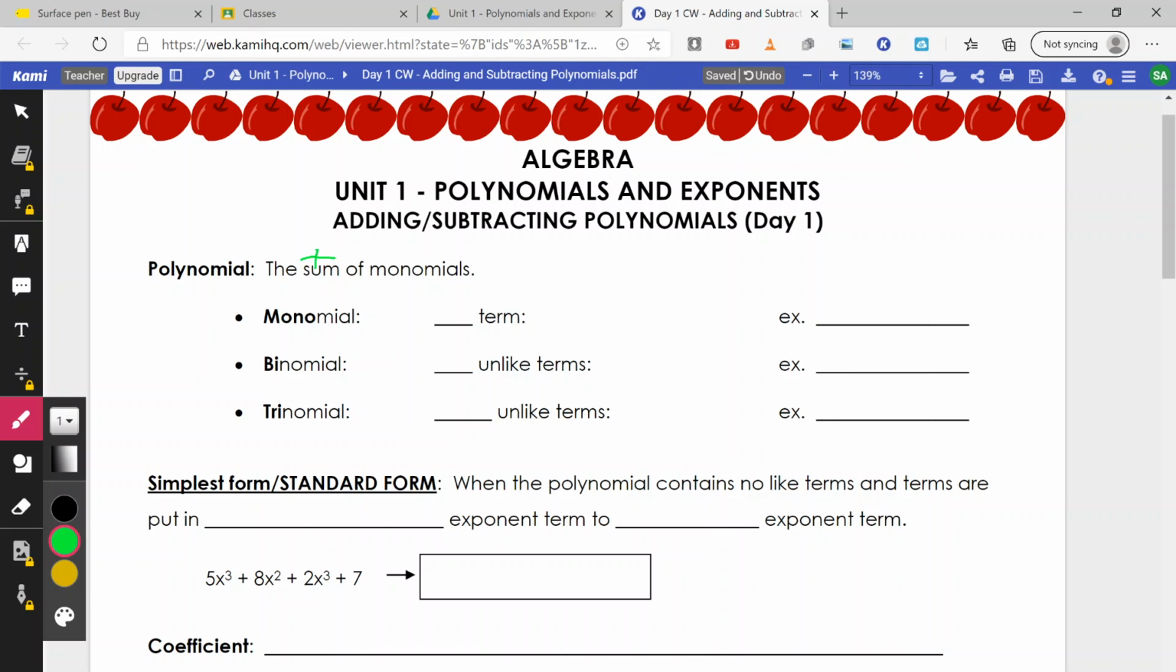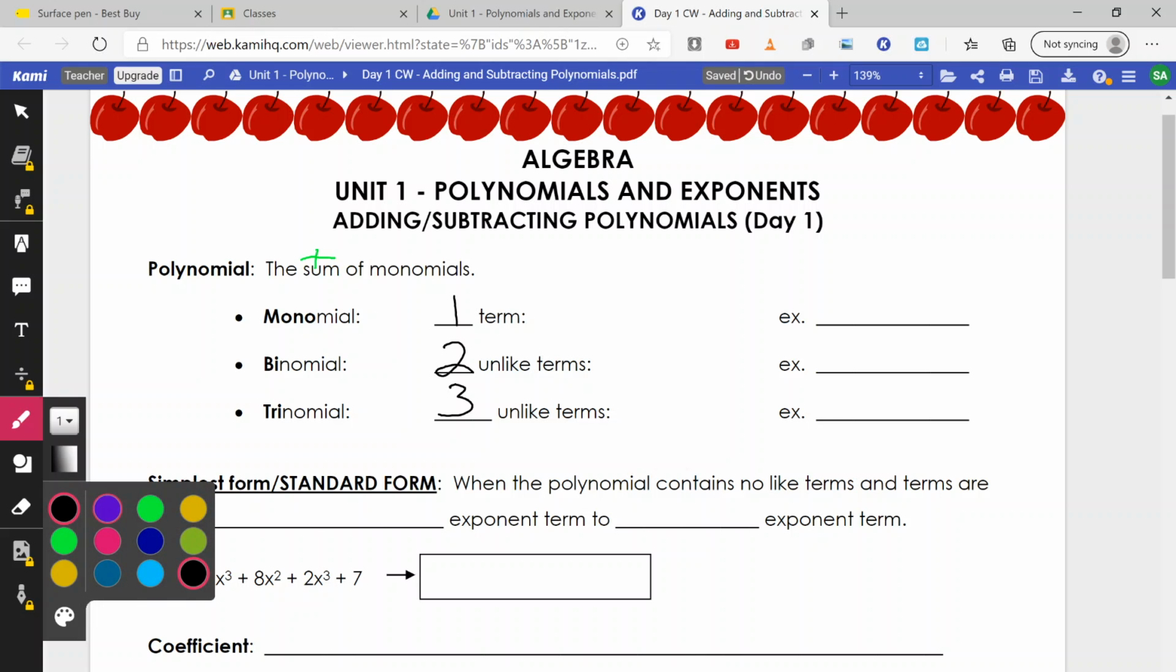And now we go through what a monomial, binomial, and trinomial are. So if we think about our prefixes, kind of like a bicycle and a tricycle, they have the same prefix as we do here. So a bicycle has two wheels, so a binomial here is going to have two unlike terms. And a trinomial, like a tricycle, has three unlike terms. And a monomial, mono stands for one. So we have one term, two unlike terms for a binomial, three unlike terms for a trinomial.